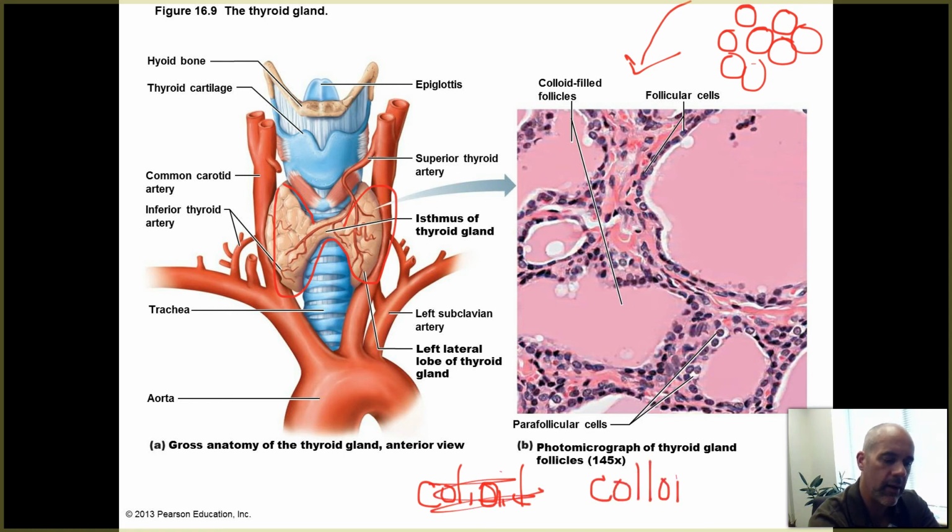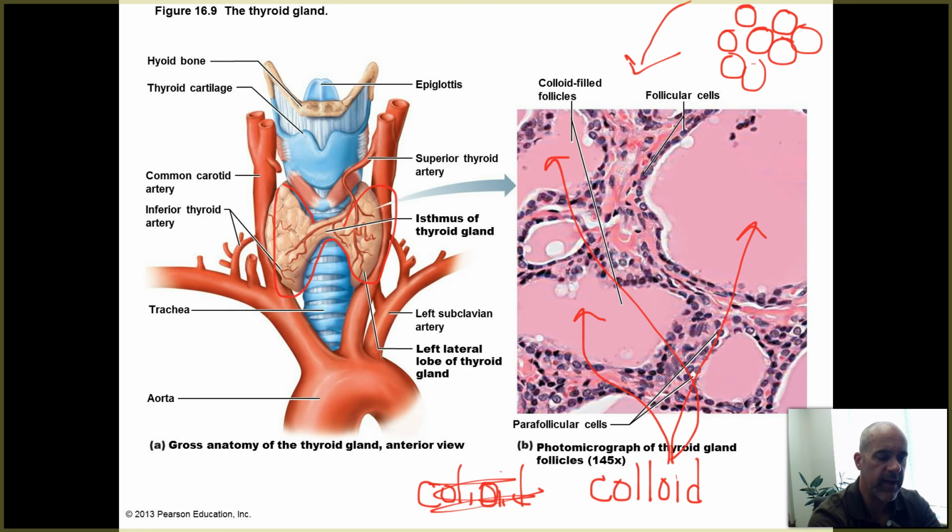Colloid. That's what you see here in pink. That is like a jelly. It is a jelly-like substance where thyroid hormones are stored until they need to be released into the bloodstream to help control metabolism. So you're hearing that over on the anatomy side.